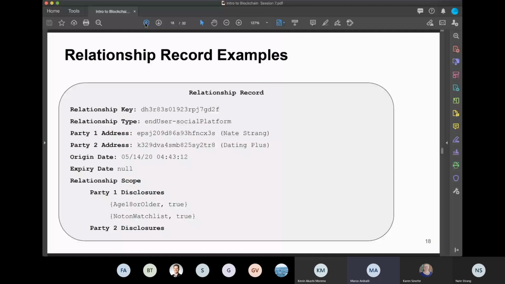So party one doesn't know what party two's address is, and party two does not know what party one's address is. So they can't go look them up directly. Right. They only get access to, in this case, age. The dating app doesn't know how old I am. Yeah, they can't look up your age. They can only look up that.